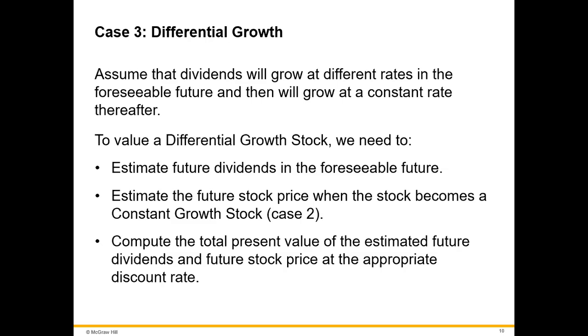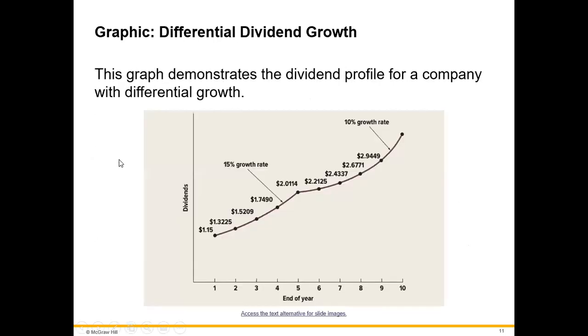Okay, so those are the steps we're going to take. Let's take a look. It's easier to look at an example, right? So this is just a picture of the scenario. This graph demonstrates the dividend profile for a company with differential growth. So it has a 15% growth rate between 4 and 6, it looks like.